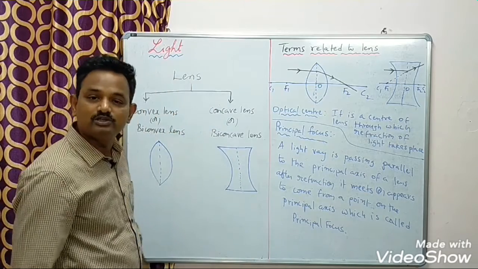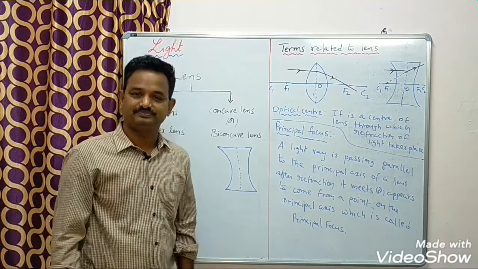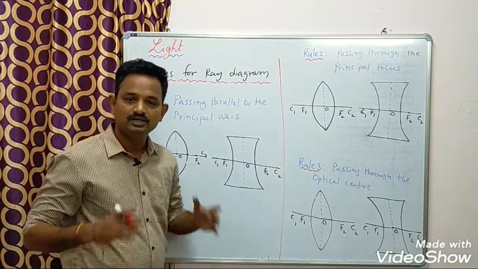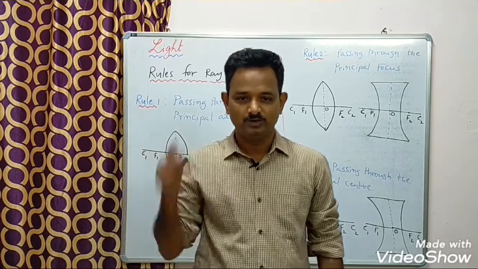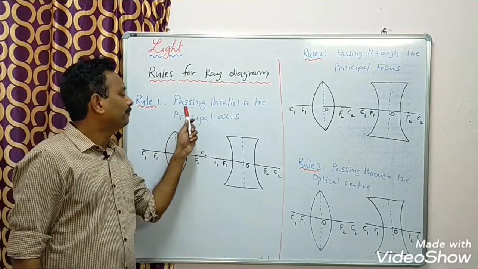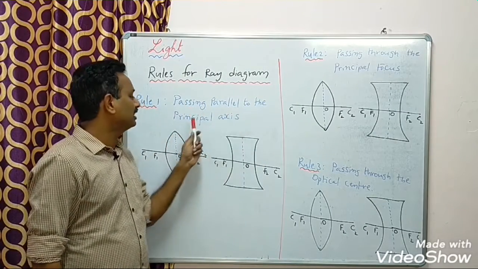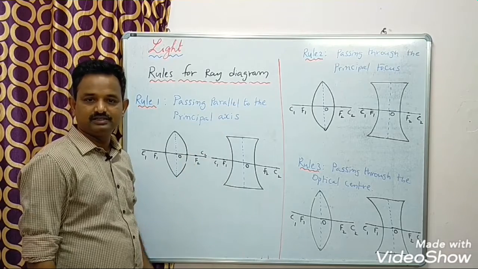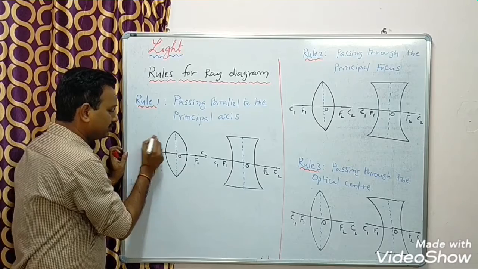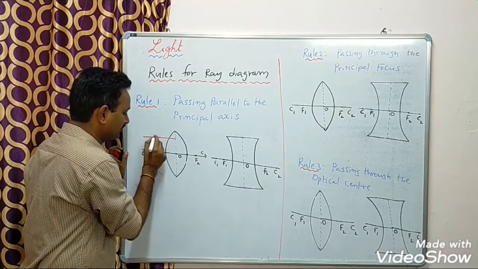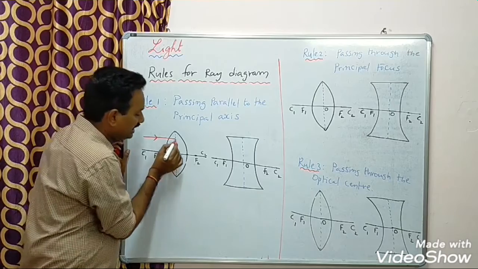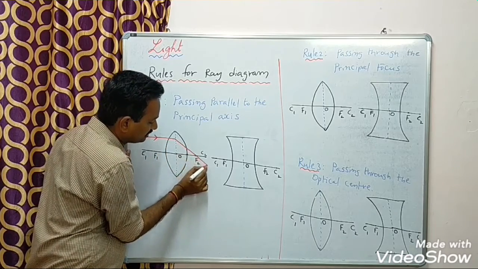Next we will discuss about rules for ray diagram. Now rules for ray diagram. Look at here. Rule 1. Light ray passing parallel to the principal axis. What happened? Look at here. A light ray is passing parallel to the principal axis of a convex lens. After refraction, it will pass through principal focus.